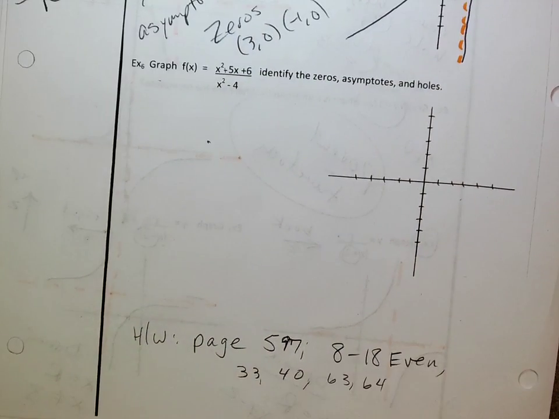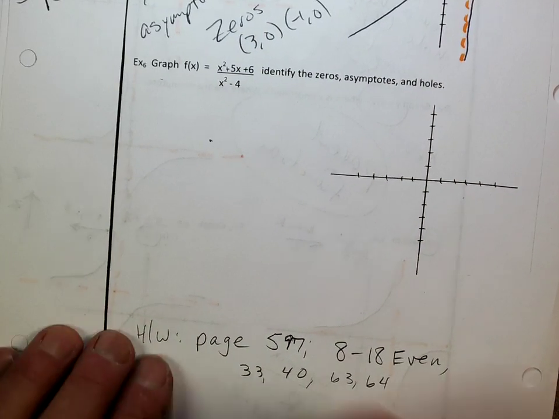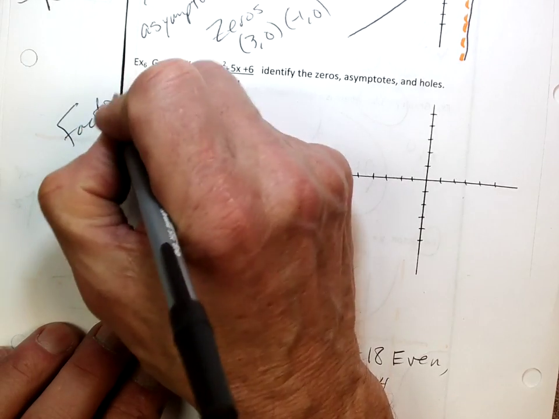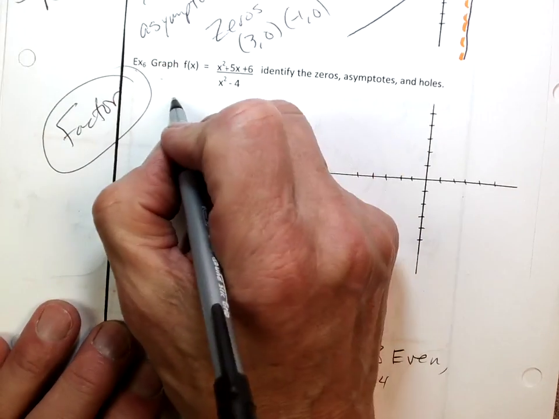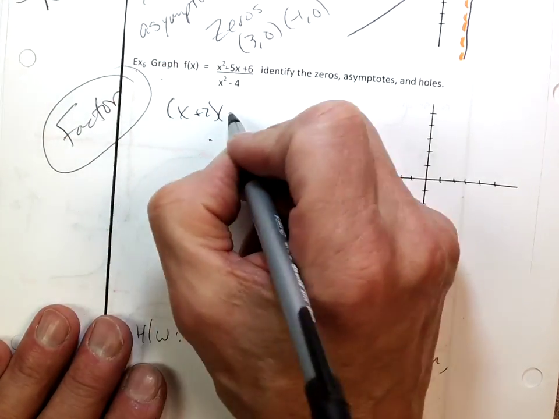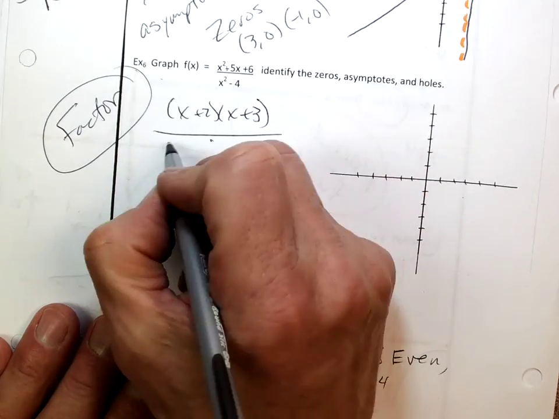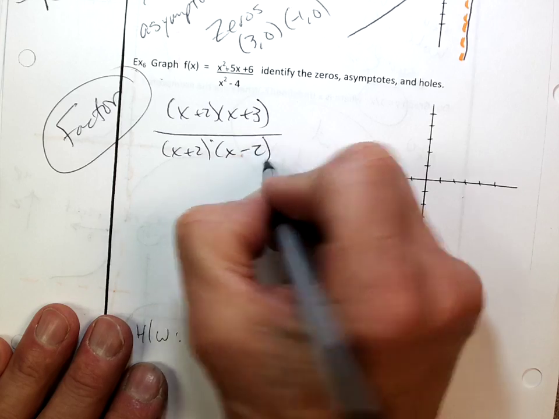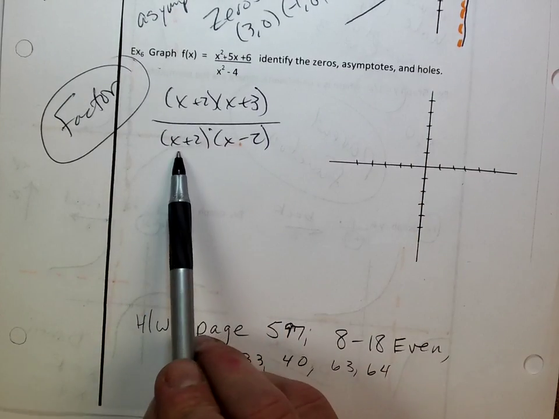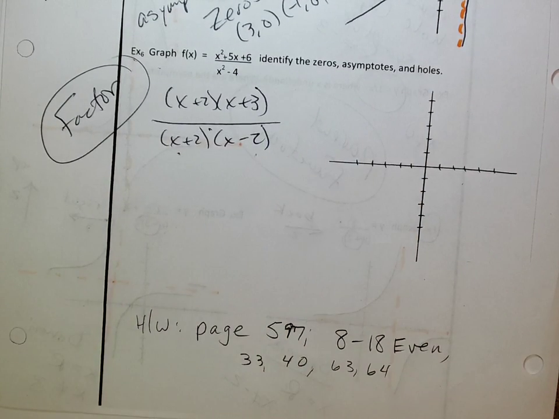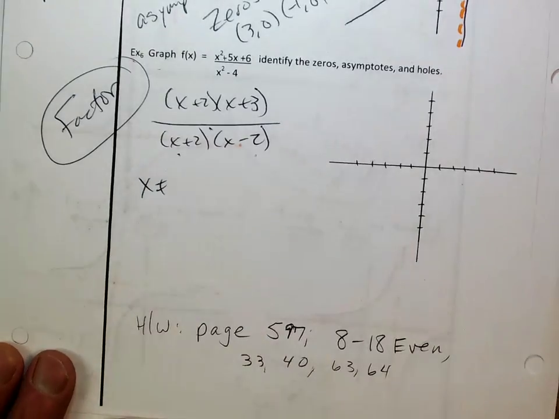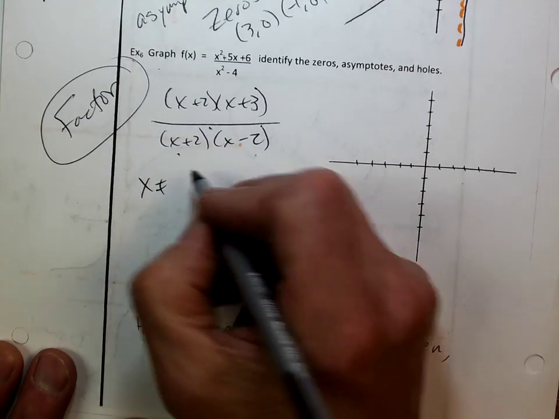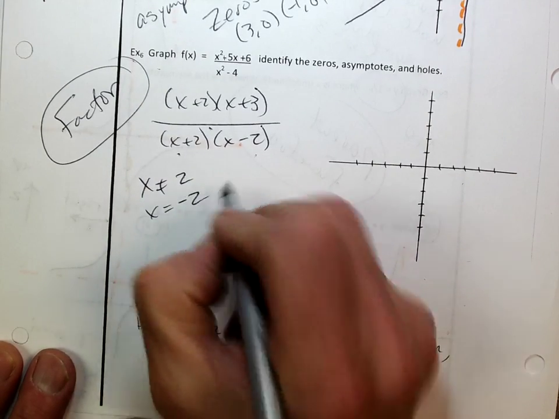Last example. Okay? So again, factor. Okay, let's factor. So I'll have x plus 2, x plus 3 over x plus 2, x minus 2. Everybody agree with my factoring? Okay, everybody good? So what can x not be? X cannot be what? 2. Perfect. That's right.